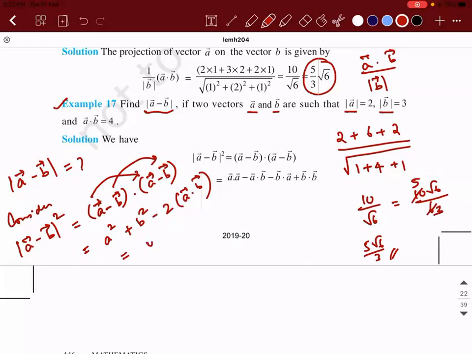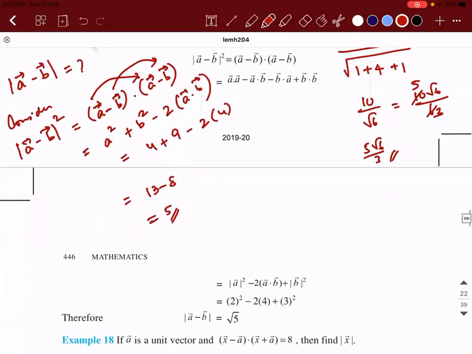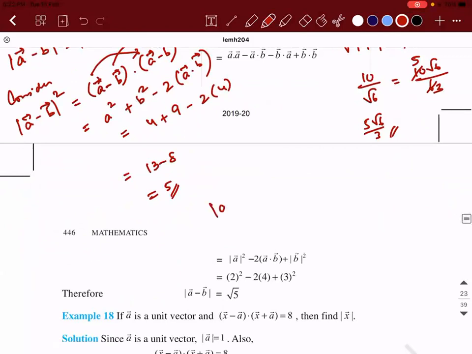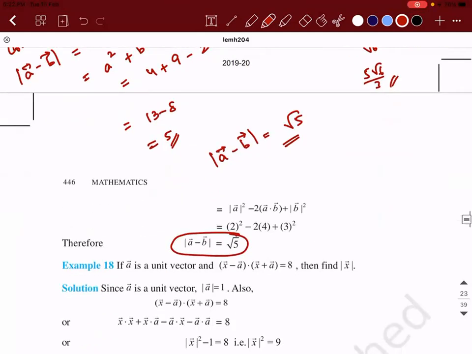So A square is 4. B square is 9. Minus 2 times A vector dot B vector, which is 4. So 13 minus 8 is going to give you 5. Then what will be the magnitude of A vector minus B vector? That will be root 5. Don't put plus or minus because magnitude can't be negative. So this is the answer. Any doubt? Simple, right?